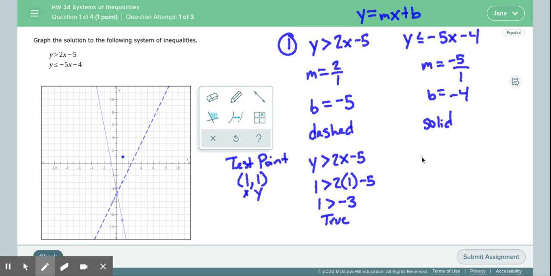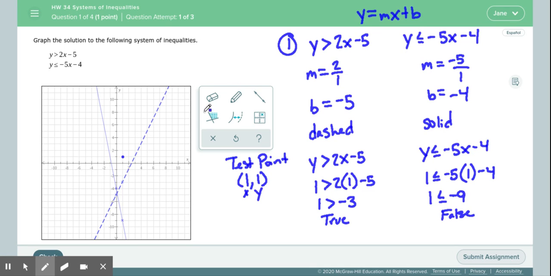So my second inequality is y is less than or equal to negative 5x minus 4. So I'm going to replace my y with 1 is less than or equal to negative 5, I'm going to replace my x with 1, and then I have my minus 4. So negative 5 times 1 is negative 5, minus 4 is negative 9. So is 1 smaller than negative 9? Well, no, that's false.